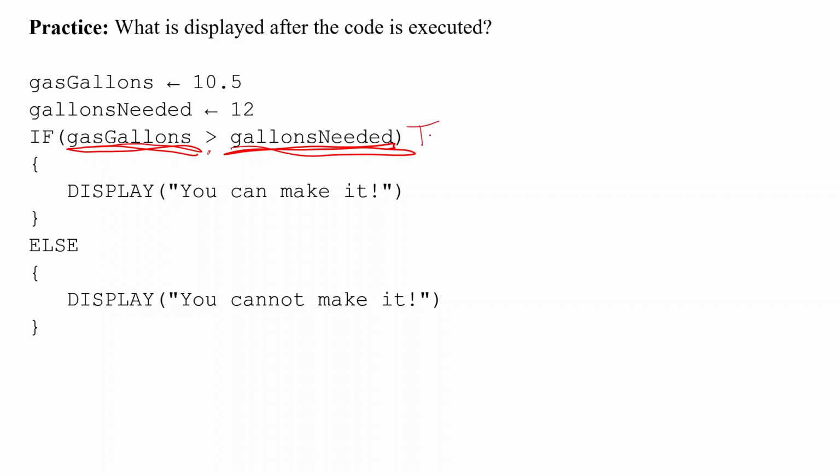Now, if this evaluates to true, if I have more gas in my tank than I need, then I want to say, hey, you can make it, take that journey. But if this is false, if I don't have enough gallons in my tank, I want to print off, hey, you cannot make it. So this is where the question comes in.